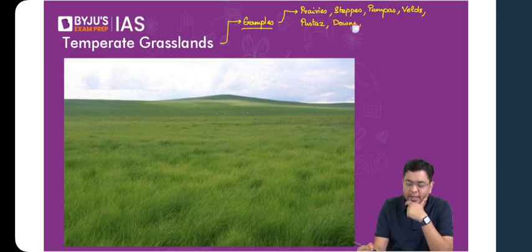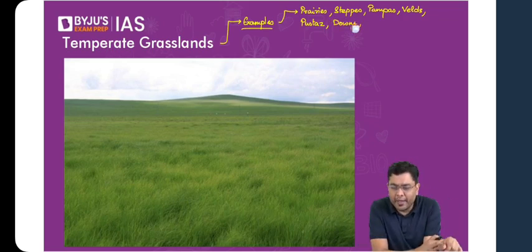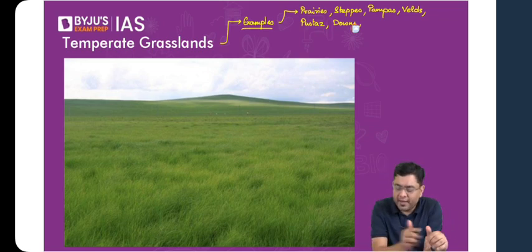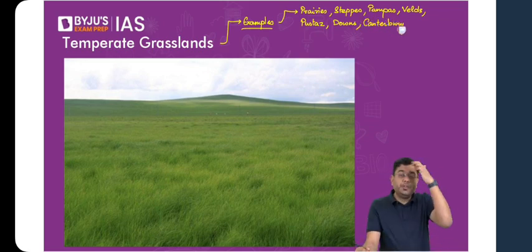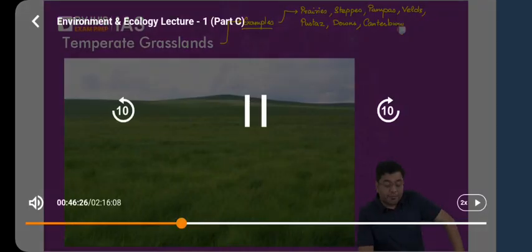In the region of New Zealand also you have one. What is that referred to as? New Zealand also has Canterbury, in the region of New Zealand. So these are your examples of various different temperate grasslands. Temperate grassland means that the temperature is lower as compared to tropical grasslands.